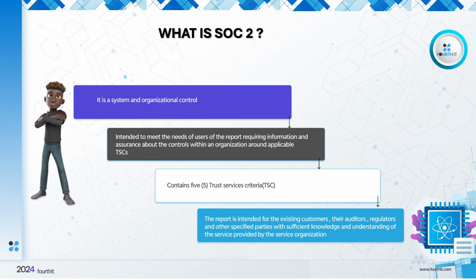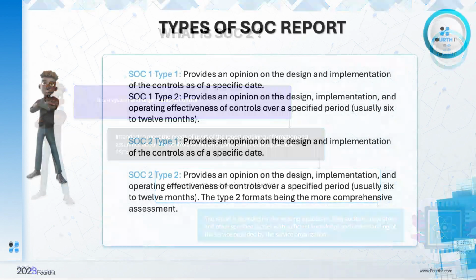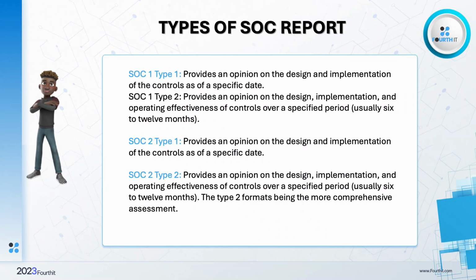These various SOC reports also have type 1 and type 2. SOC 2 type 1 is a point in time assessment. When we say a point in time, we are saying that as of the time we are doing this assessment, the design of the controls in operation is what we are assessing. Generally, you are not able to determine the operating effectiveness of these controls, only the design and the implementation. The effectiveness cannot be determined.